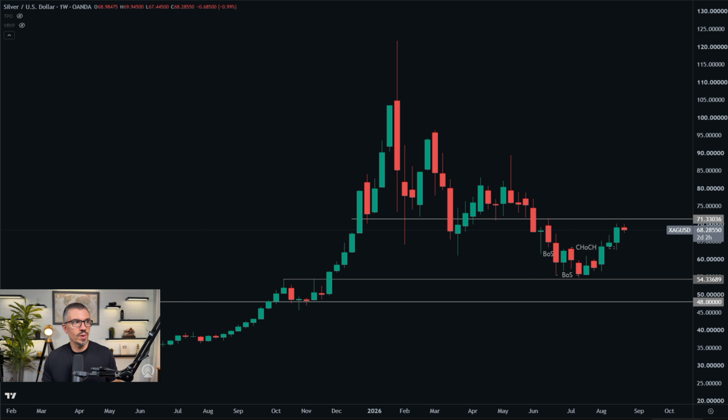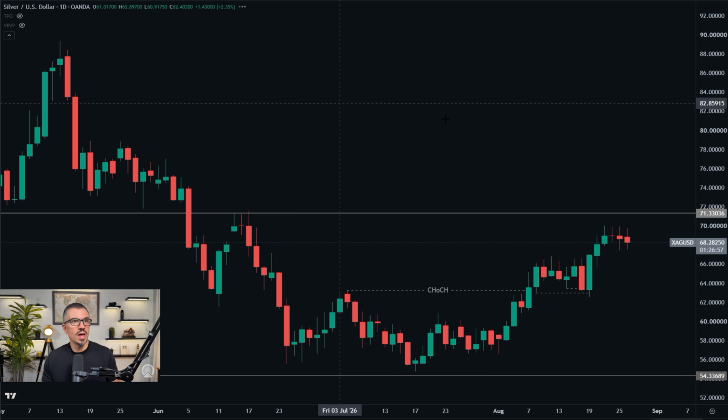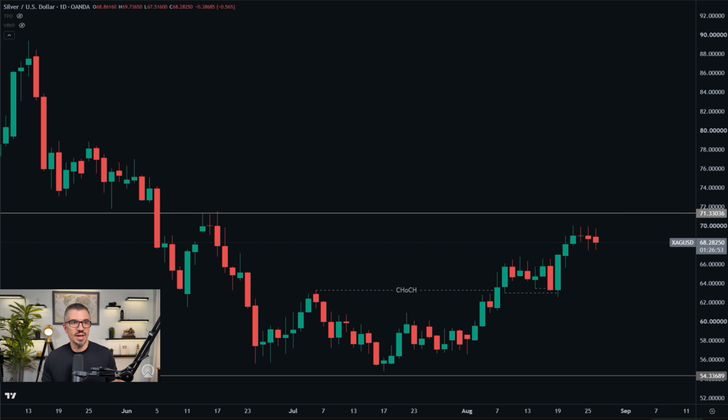All right, so key takeaway here for silver is just be careful the closer we get to that 71.33 area, because that is going to be a big test. Now, obviously, if we were to come down here and start taking out lows like this down here, that would start to look more bearish. But as of right now, in the short term, this market is still carving higher highs and higher lows. Therefore, at least until we get up here, buys on pullbacks does seem to be the way to go.